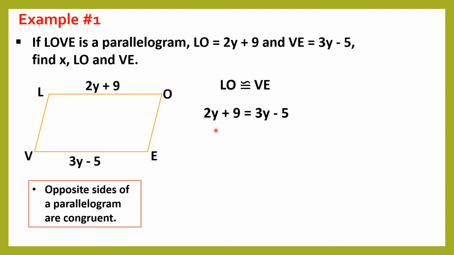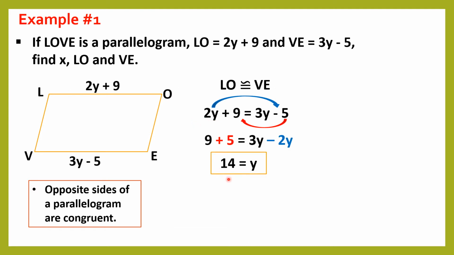And then, transpose natin si 2y beside 3y kasi similar terms sila. And then si minus 5 sa left side beside 9 kasi they are similar terms. So kapag nag-transpose tayo, always remember mag-change ng sign. So we will have now 9 plus 5 kasi minus 5 dito is equal to 3y minus 2y kasi positive 2y siya dito. And then simplify, that is 14 is equal to y.